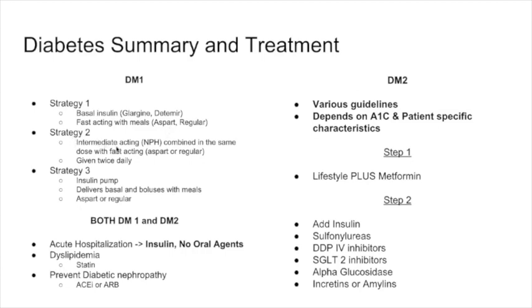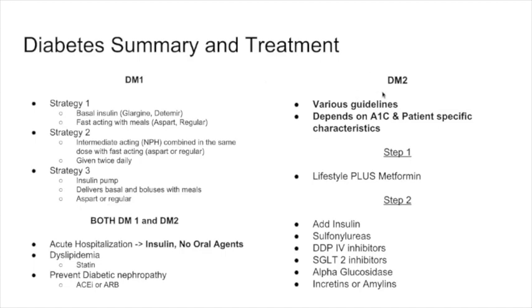Strategy 2 is that you can give an intermediate acting insulin like NPH with some fast acting insulin combined in the same injection, and that's given twice a day. And the third strategy is that you can give an insulin pump that delivers basal and boluses with the meals, and that can be filled with insulin aspart or regular insulin.